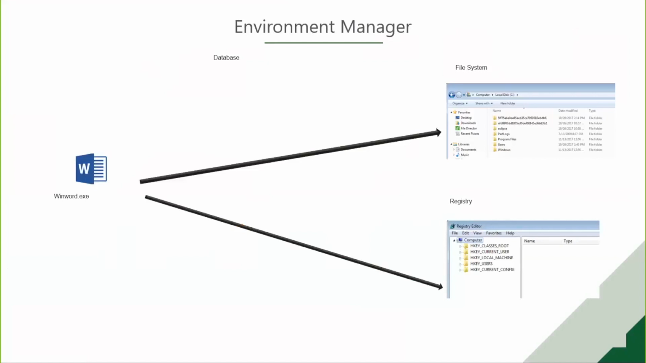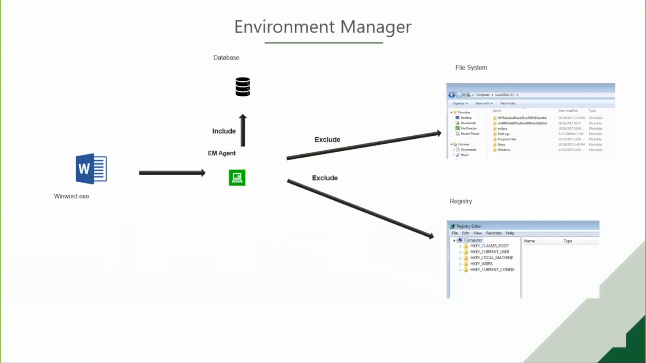Well, the way that you talk to a profile is with the registry or a file system. So in my example here, winware.exe talks to the file system or it talks to the registry. Environment Manager hijacks that. What it does is it grabs the call that is being made, and we look at a list of include versus exclude. If it's something that's important, we include it and we store it in a database. If it's something that's not important, we exclude it and we just let it exist in the local profile. And most of it is junk. Most of it is excluded.